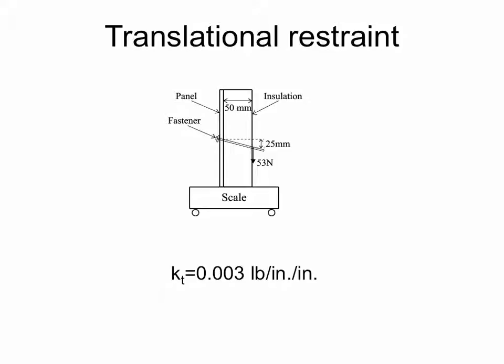All right, so this is our very fancy experiment to calculate the translational restraint. We put in a fastener, pulled down, and measured the force with a scale, and it moved 53 newtons over 25 millimeters. This works out to not very much for a translational stiffness. Pretty much the fastener cuts right through the insulation. So this is 3 pounds per inch along the length, for a 12-inch fastener spacing.